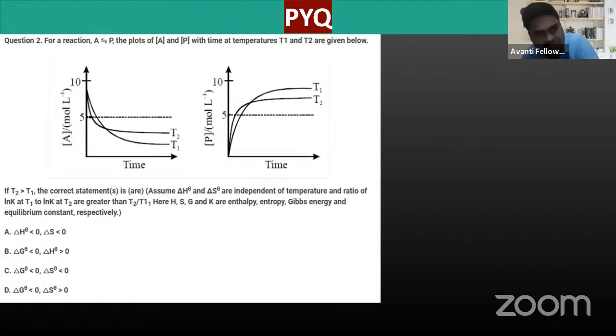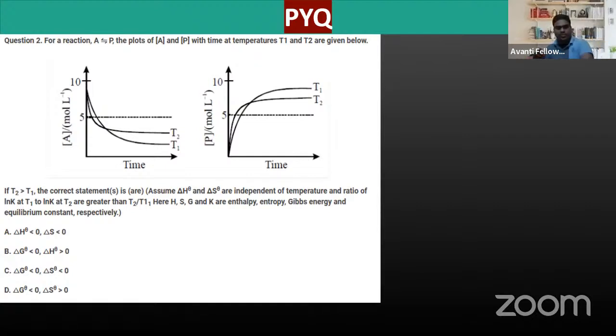Now, for the reaction A which gives us the product, the plot of A and B with time at temperatures T1 and T2 are given. Right. Now, in this question, they are saying if T2 is greater than T1, the correct statement is: assume delta H naught and delta S naught are independent of temperature and the ratio of ln K at T1 to ln K at T2 is greater than T2 by T1. Here H, G, and K have their usual meaning, right? So you have to identify the correct option according to this. Which of the following is the correct option?